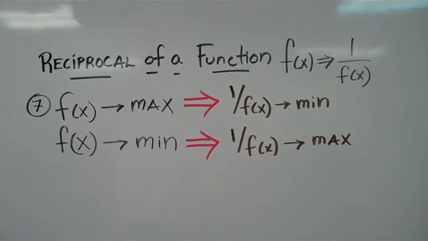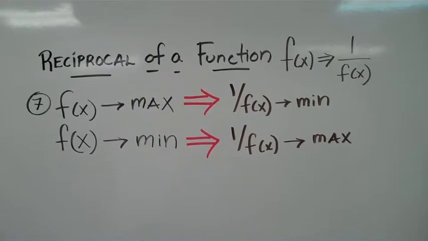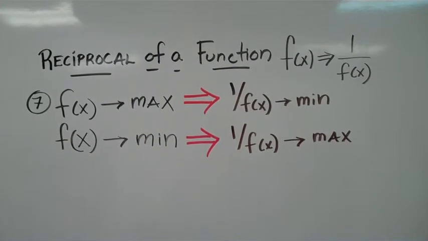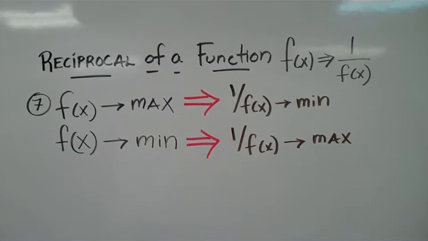And our seventh rule of reciprocal functions states that as f of x is going towards a max, its reciprocal is going towards a min. And if f of x is going towards a minimum value, then 1 over f of x, its reciprocal, is going towards a maximum value.